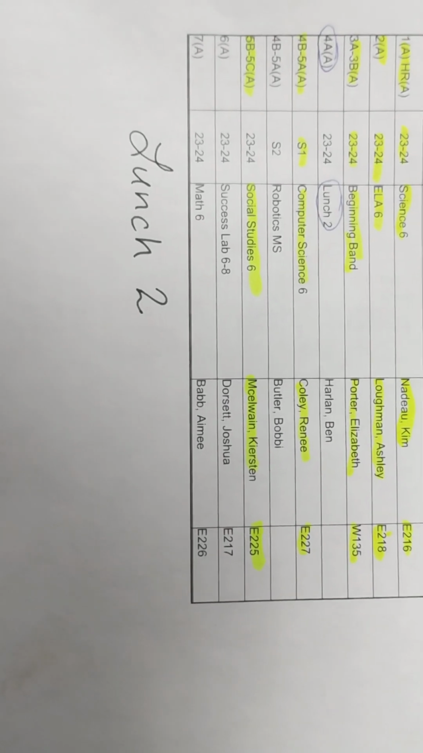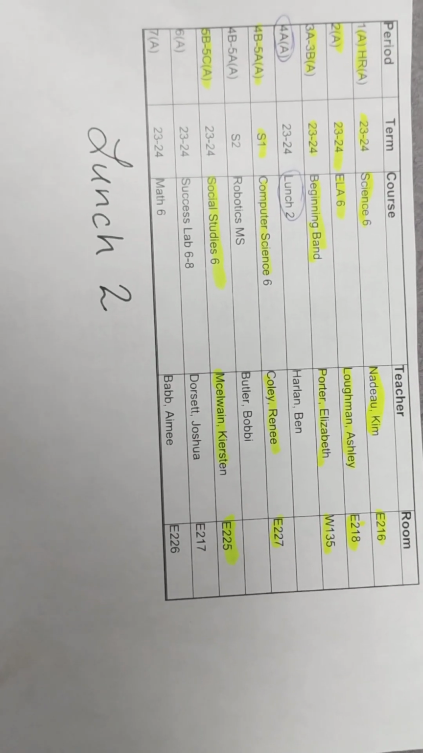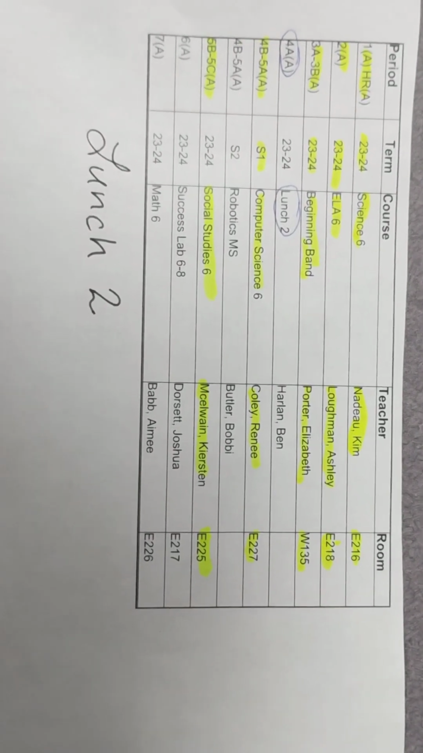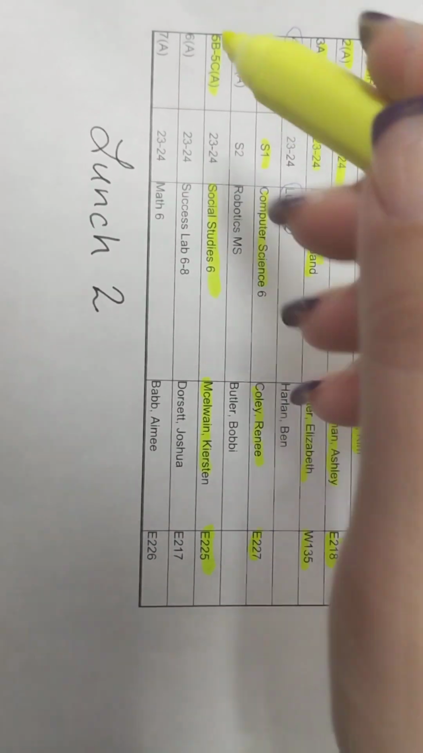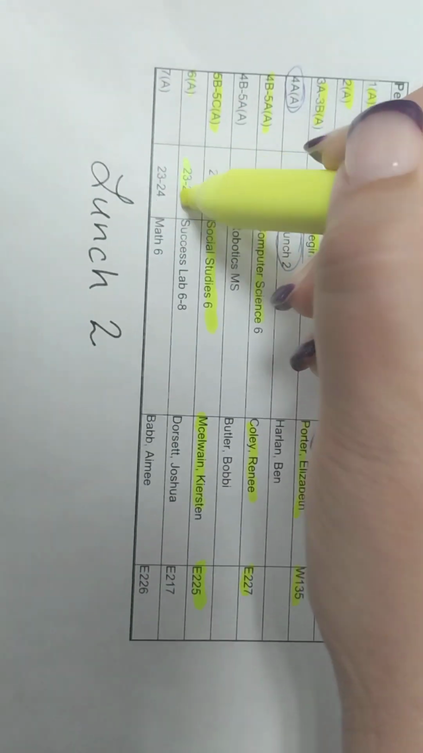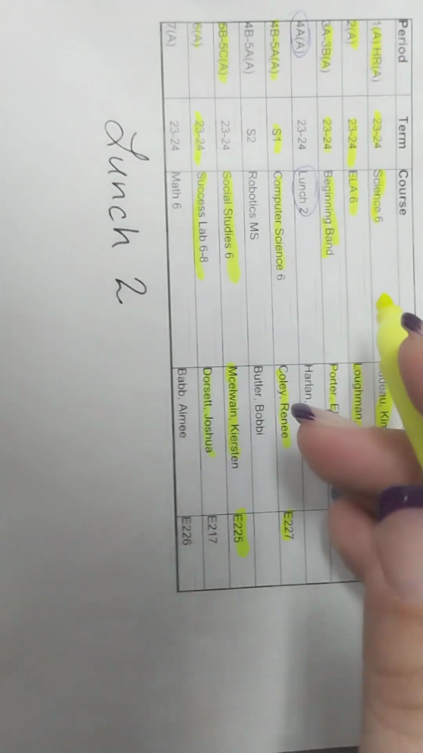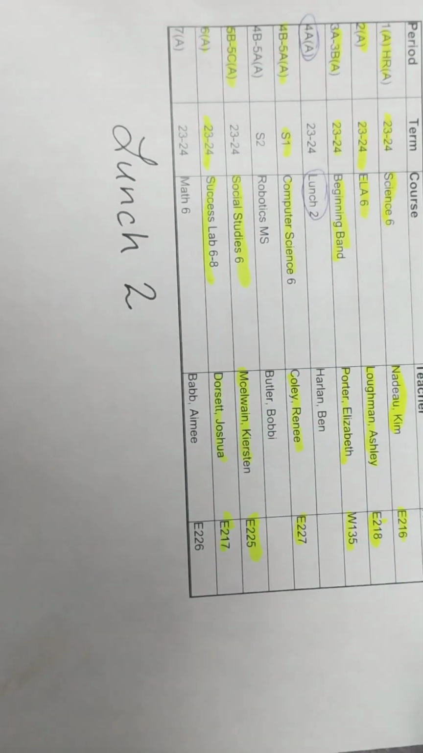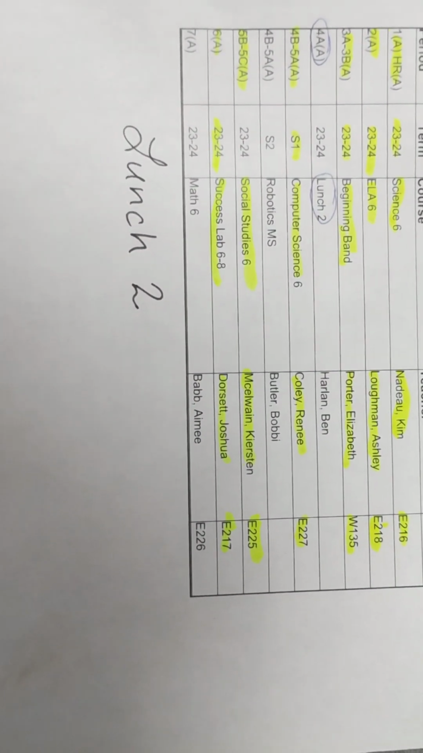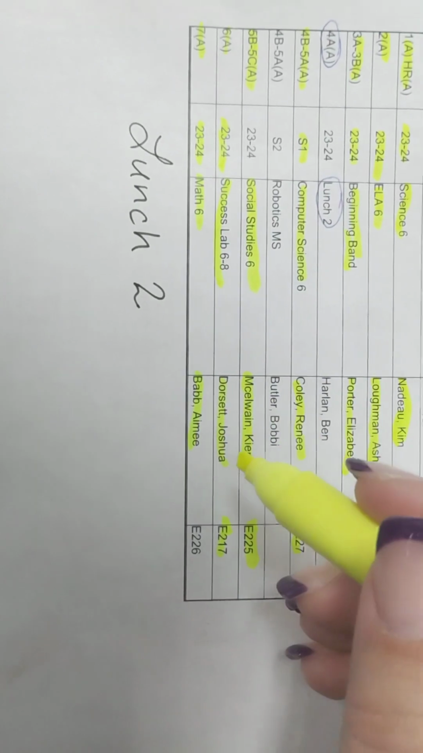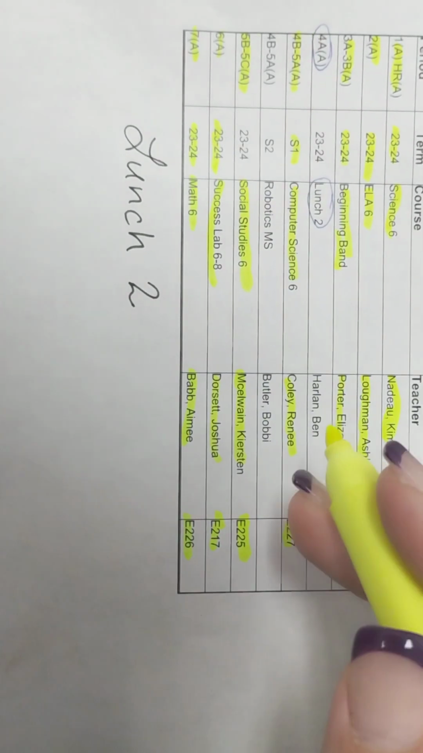Now, after 5th block, we have 6th block Success Lab. Every student at Waggoner Road Junior High has Success Lab at the exact same time. There'll be different activities for students to do during this Success Lab, but every single student in our building will have this lab at the same time. Now, the last class of the day would be Block 7. In this case, for this student, it will be math. And from math is where this student will be dismissed to go home at the end of the day.